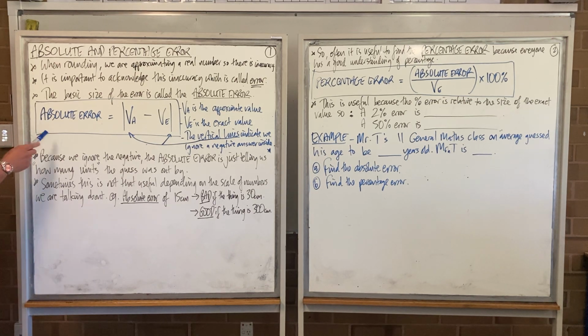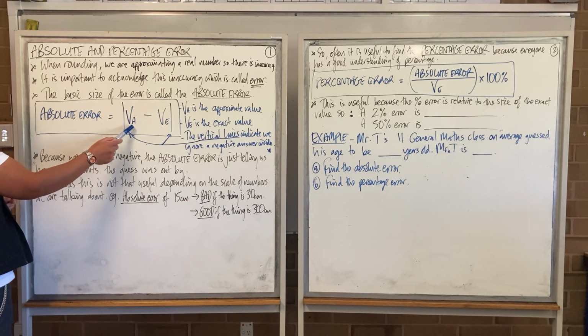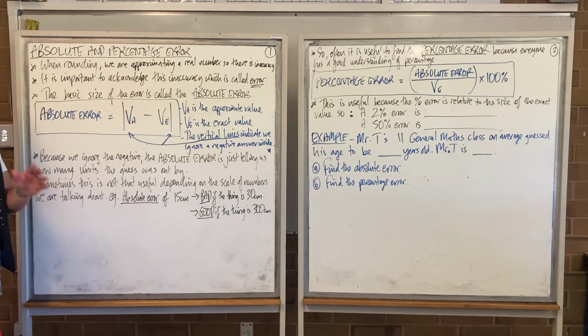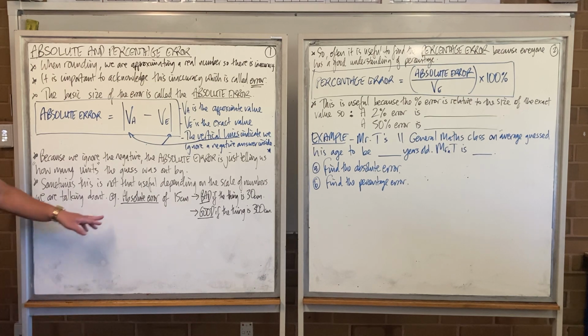So again, the absolute error is your guess, the approximate, minus what it really is, and then ignore if the answer is negative and positive. You're just asking how wrong are you? Because we ignore the negative, the absolute error is just telling us how many units the guess was out by. How wrong was I? Sometimes that's not that useful depending on the scale of numbers we're talking about. So what does that mean? If my absolute error, if I was wrong by 15 centimeters, do you agree that a mistake of 15 centimeters is quite big if my thing is 30 centimeters? Because 15 centimeters is that wrong, okay? That's quite a lot. That's half of this.